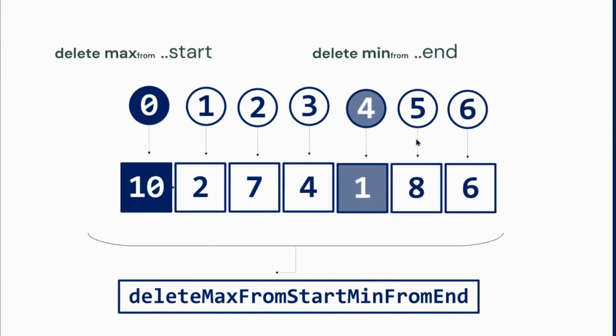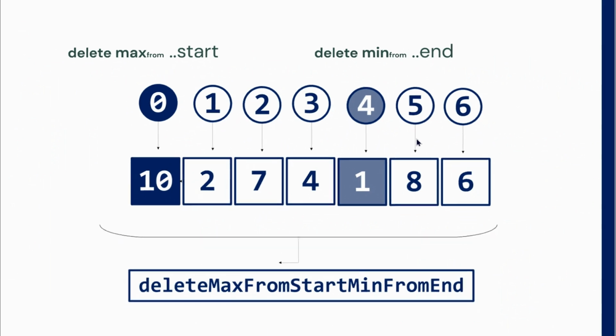Another scenario: maximum from front and minimum from back. That means delete the maximum from the start and the minimum from the end. We can consider this if the maximum is near the start and the minimum is near the end, then remove the maximum from the start and then the minimum from the end.